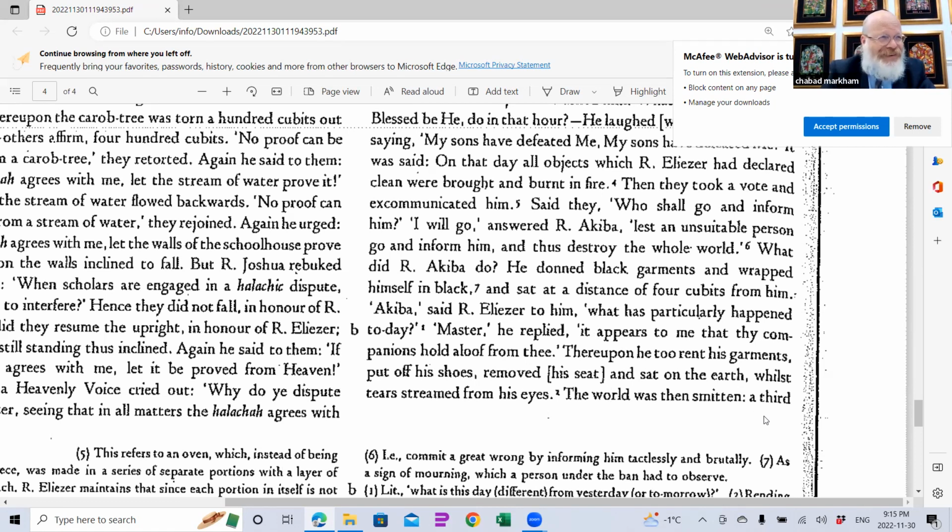So they wouldn't believe the bat kol. And they wouldn't believe the miracles. But they would believe Elijah, who is dead. Yeah. What God said. Okay, but let's put it this way.